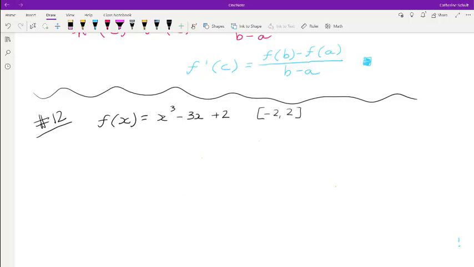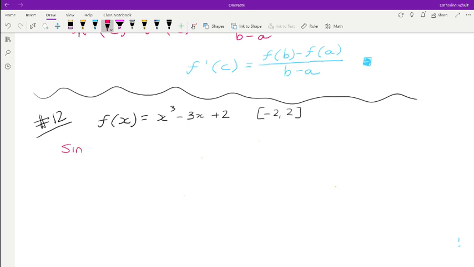All right, and the function we're going to do the mean value theorem on is f of x equals x cubed minus 3x plus 2 on the interval negative 2 to 2. So to show that the hypotheses are fulfilled for the mean value theorem, we have to show two things: that it's continuous and differentiable on the interval.